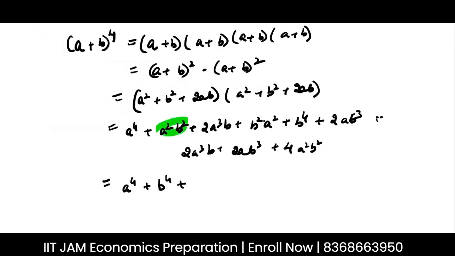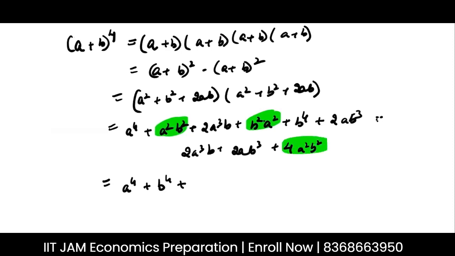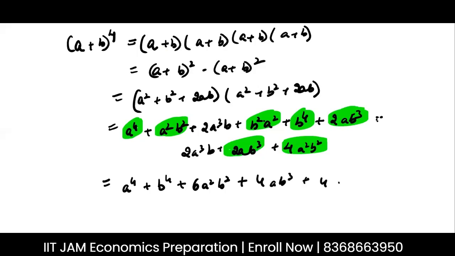Now notice here A square B square is coming here, and A square B square is coming here, and 4A square B square. So 4, 5, 6 A square B square. So plus 6 A square B square plus, we have covered this, AB cube is coming here, AB cube is coming here. So 4AB cube plus 4A cube B. This is the formula of (A plus B) to the power 4.